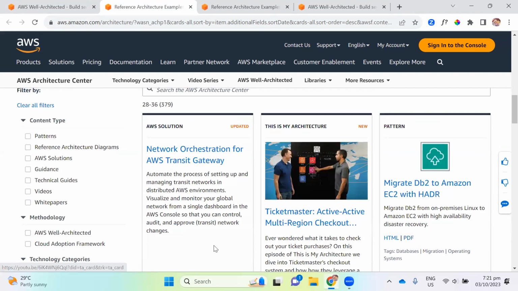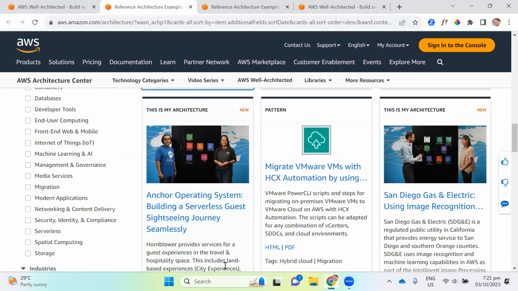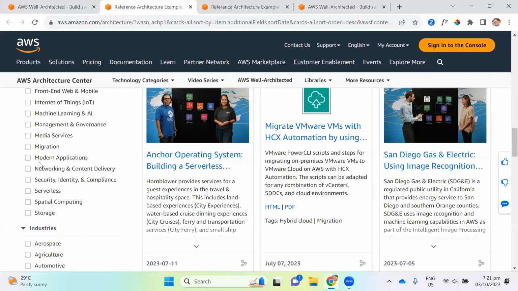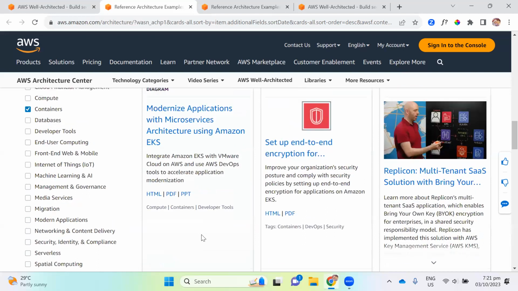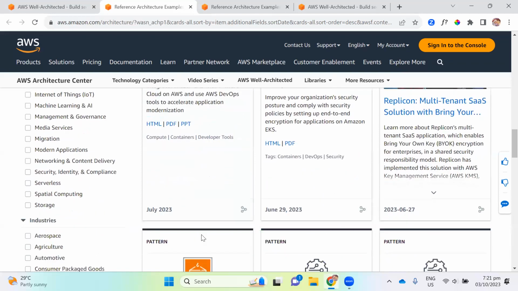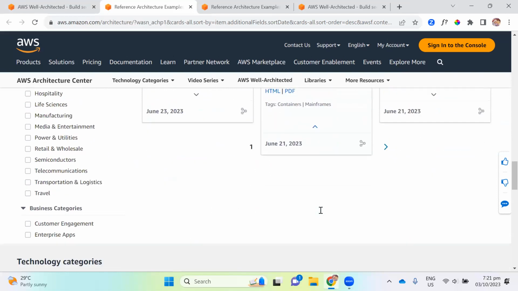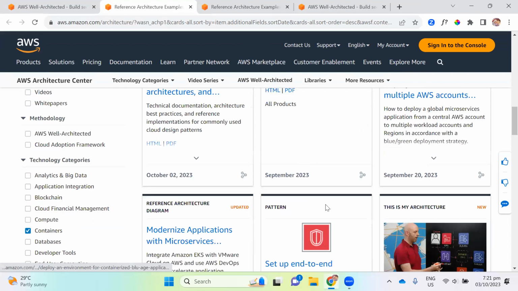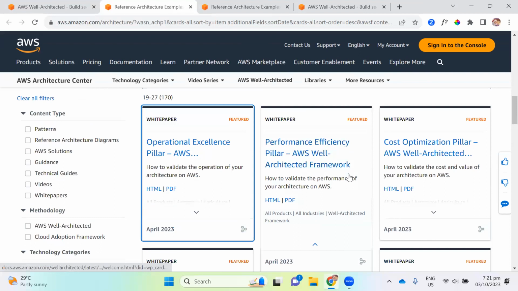Let's go to number 4. See, migrate DB2 to Amazon EC2 with HADR. All these things are there for our review and other things. Let's go to containers, which I am actually presently working on, and all these things, deploy an environment for containerized apps, right? All these things are there for you to review and check. So AWS is one of the best cloud providers because of its documentation also. I really like its documentation a lot.